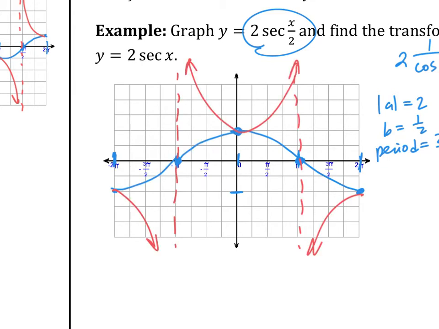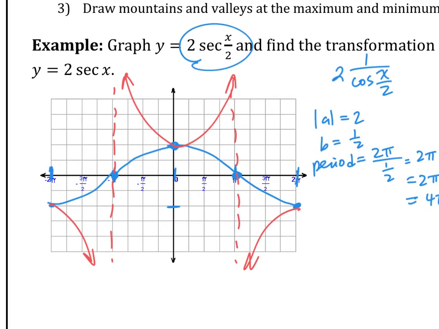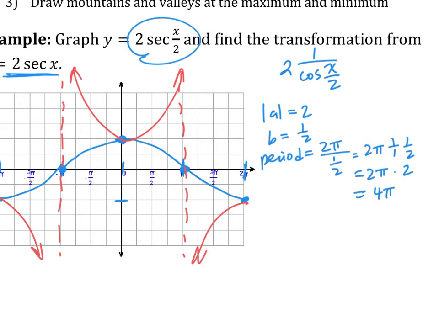All right, go ahead and check your answer. Now, same thing as before, we are going to find the transformation, but this one's pretty easy. Just find it from 2 secant x. So the only transformation that happened is this 2 in the denominator, and we know the transformation is a horizontal stretch of 2.